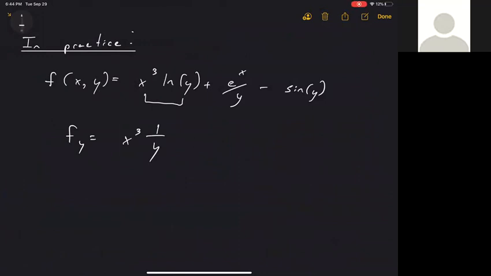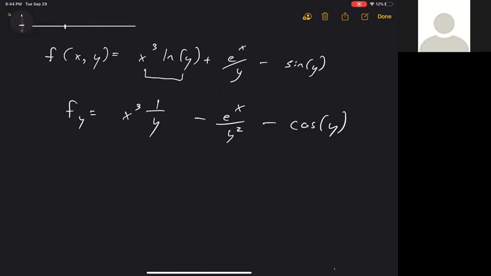Okay. Then I have what? e to the x is constant, so I just pretend that's a constant number. I differentiate 1 over y, and I get what? Negative e to the power x over y squared, right? And now at this term, all right, derivative of sine of y, that's cosine of y. So this is my derivative of f with respect to y, my partial derivative of f with respect to y.